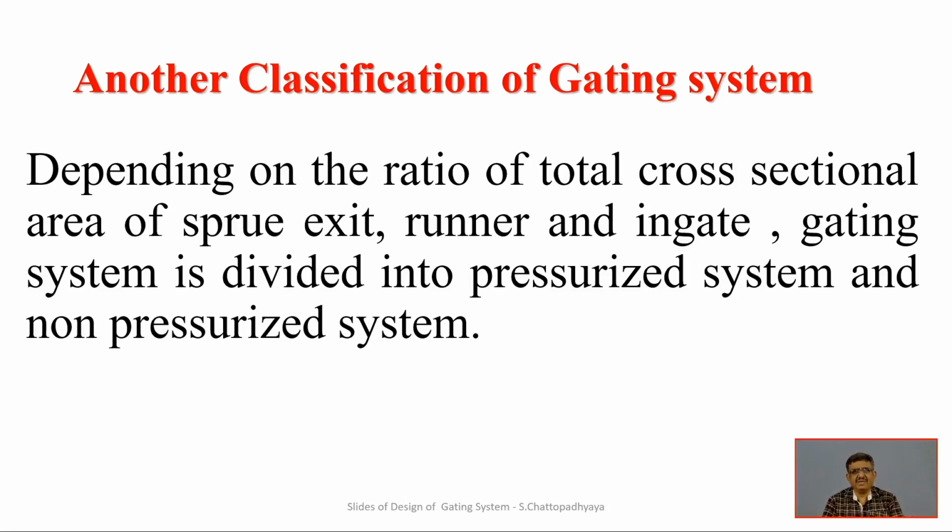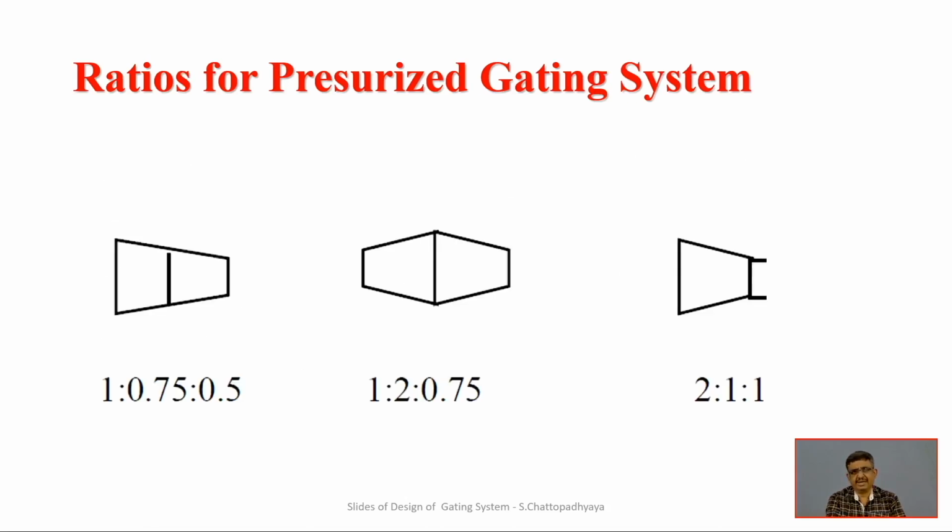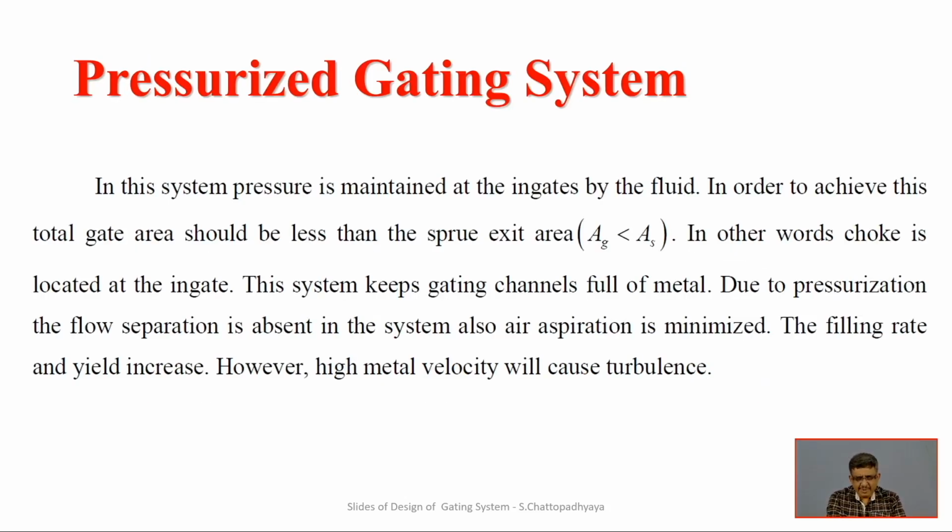Another classification is the ratio of the total cross section area to the sprue exit, and that is a mathematical one, and one can represent all those things in terms of ratios, and according to that they can decide. The cross sectional area of the sprue exit, the runner, and the ingate are represented by A suffix S, A suffix R, A suffix G. So that is the ratio, and we can find out which is the best possible ratio to implement. See the pressurized gating systems and different kinds of ratios associated with that. In a pressurized gating system, pressure is given so that the fluid will enter, so there is less concern about short filling and the defects due to short filling in those casting processes.